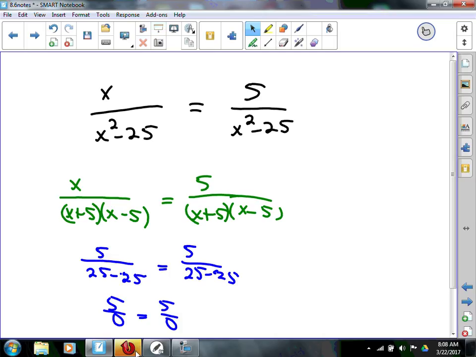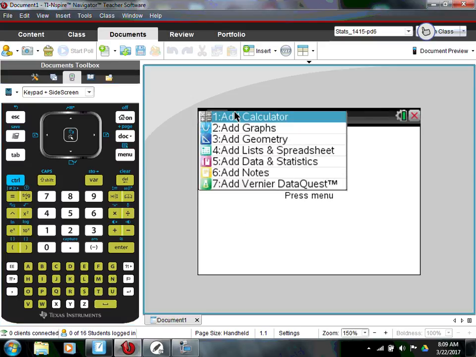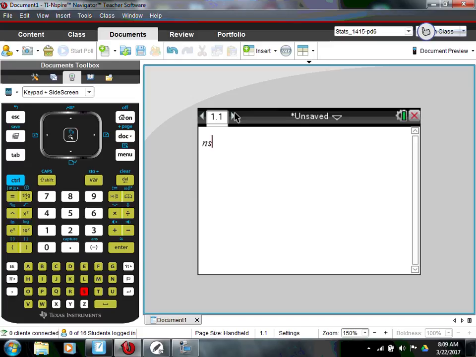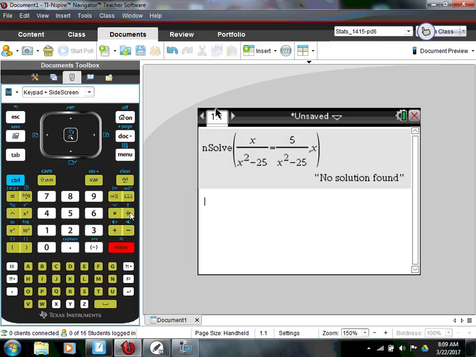The calculator could be your friend if we had them. We don't. You know, you can do this and solve. Type in the equation. Here we go. X divided by x squared minus 25. I said x squared minus 25. And we could set that equal to that fraction, 5 divided by x squared minus 25. Let's solve this thing for x. And the calculator knows what's up. The calculator knows that division by 0 is undefined.